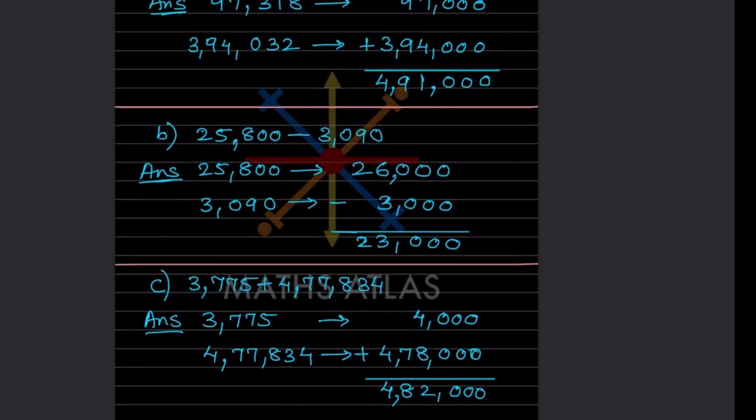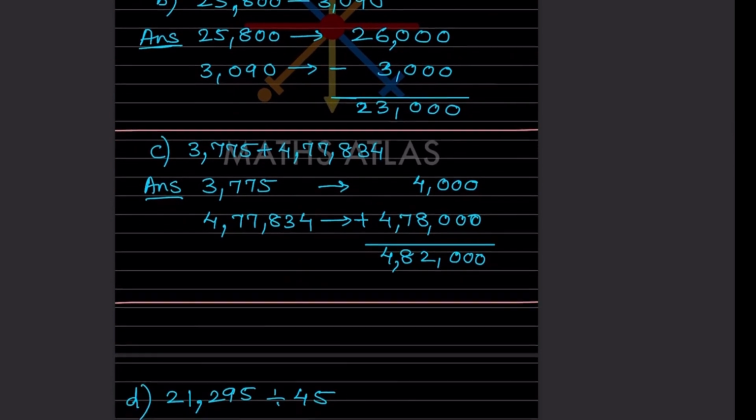Same over here. This 25,800 becomes 26,000. You can follow the details given in the first videos, the rounding one. This becomes 3,000. Okay, and here you have to subtract, which means after rounding you have to subtract, and this is the final answer. Okay, and then we'll go for the next one.